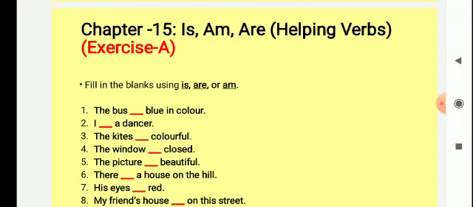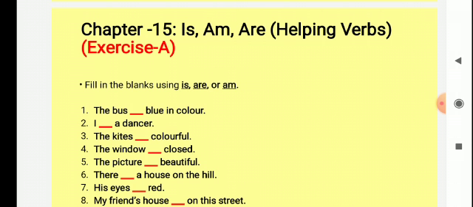Number 7, his eyes dash red. Here we are talking about eyes, so it is plural in number, so we say are red. Number 8, my friend's house. We are talking about whose house? My friend, one friend.